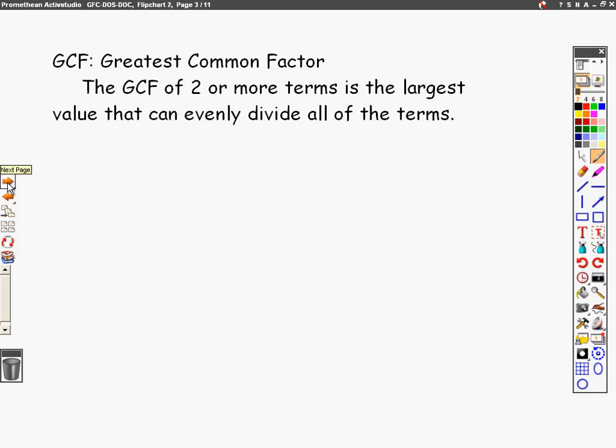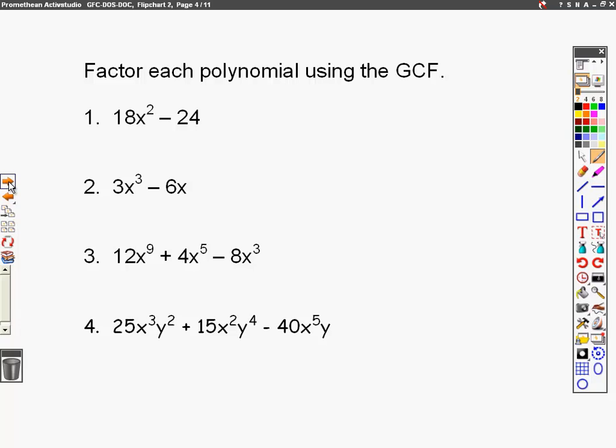Greatest common factor. The GCF of 2 or more terms is the largest value that can evenly be divided by all of the terms. Now, the largest value means the thing that you're going to remove or divide from the problem. Okay? Now, we're going to use GCFs for polynomials. So what we're going to do is we're going to take different polynomials and look at the GCF. Okay? Now, the GCF can be both numbers and variables as you go through.